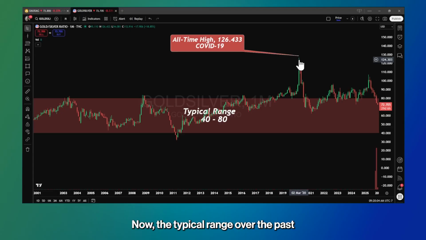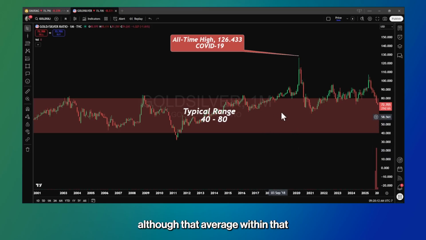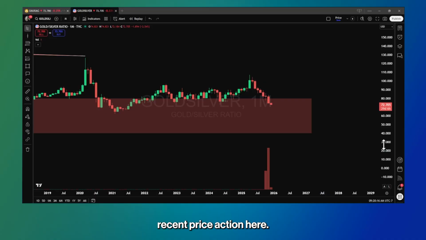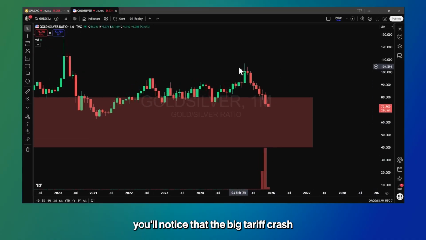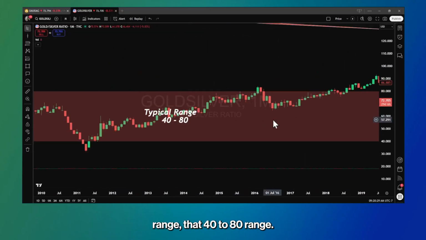Now, the typical range over the past 25 years has been about 40 to 80. So if you're trading somewhere in that range, you could say you're within relatively normal bounds, although the average within that range will vary. Just a quick look at more recent price action here. In 2025, you'll notice that the big tariff crash of April 2025 made the price of gold really spike. It outpaced silver. As things normalized, you see this ratio come right back down into its normal range, that 40 to 80 range.